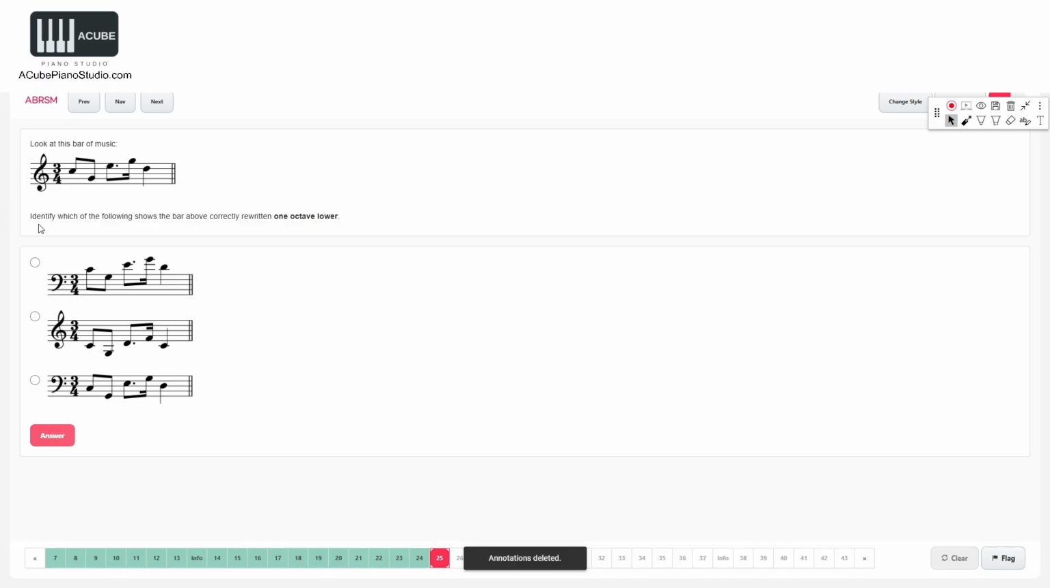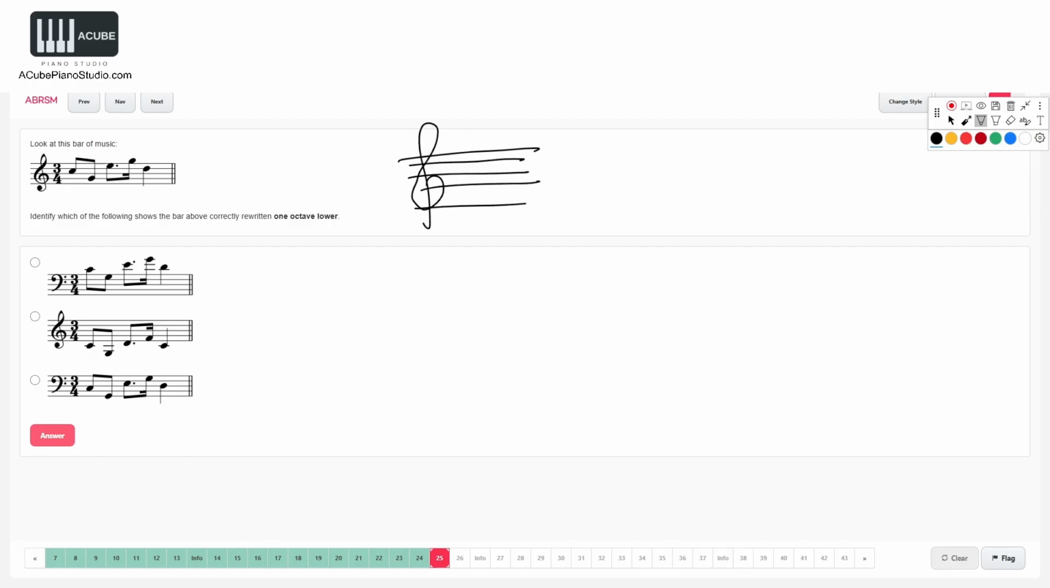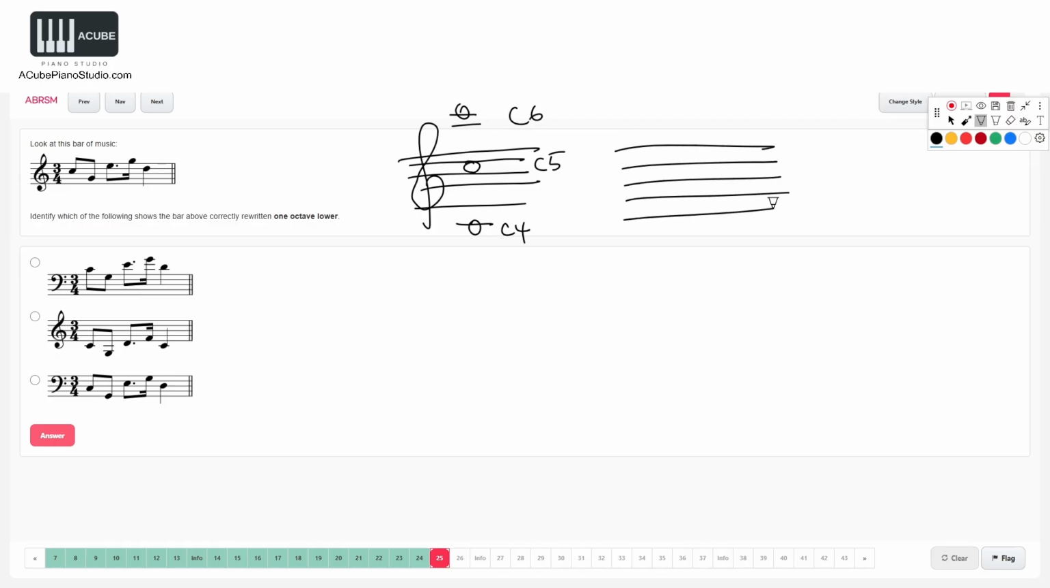Next, look at this bar of music. Identify which of the following shows the bar above correctly written one octave lower. So I want to write it one octave lower, right? How we usually do, we reference it to this C again. This is C4, this is C5, this is C6. For bass clef, this is middle C, which is C4, and this is going to be C3, and this is C2.